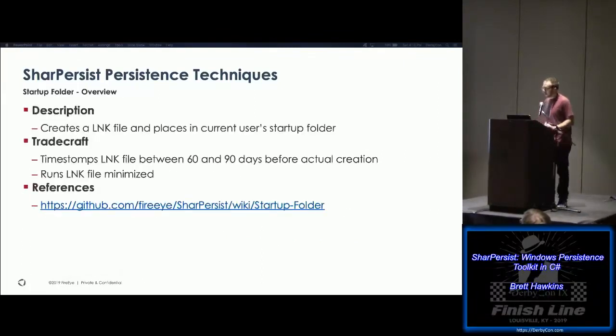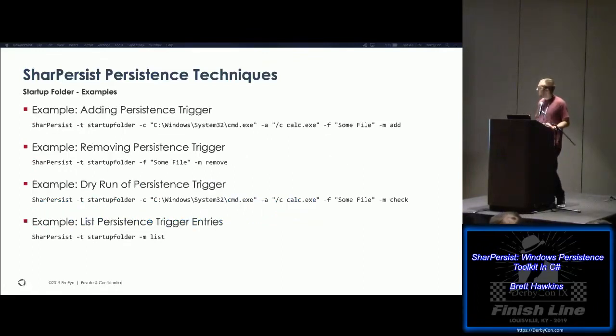Windows startup folder. So what this is going to do, it's going to create a link file. It's going to place it in the current user startup folder. Some tradecraft with this one, it's going to timestamp the link file between 60 and 90 days before the actual creation. Why am I doing that? Basically, if the blue team has any sort of scripts running on host to see recently added or modified files, like within the last 30 days or something, this will make sure that it's not caught in that. And also, it's going to run the link file minimized as well, so the user will not see it. Again, pretty basic examples there. Not going to go through them since we're all on the GitHub there.